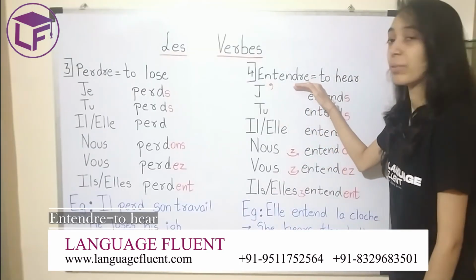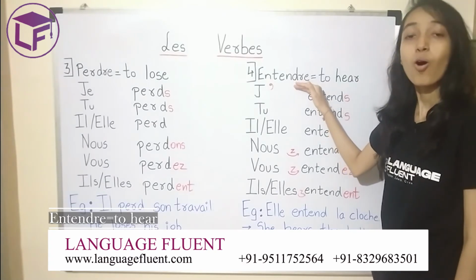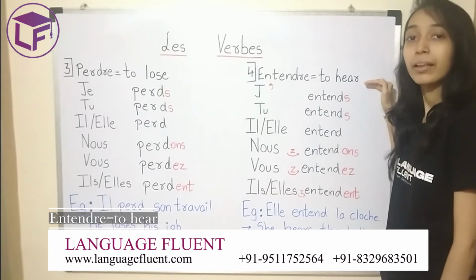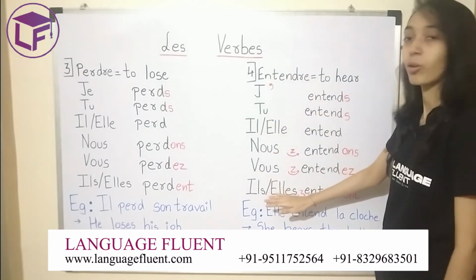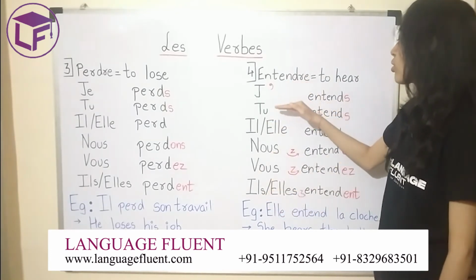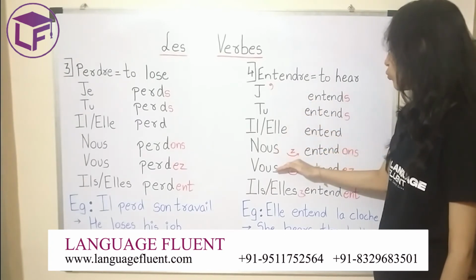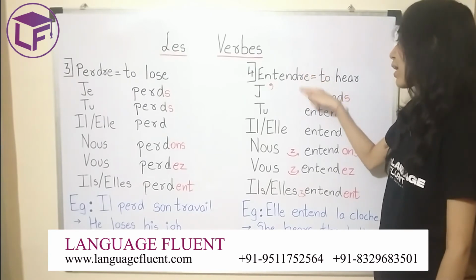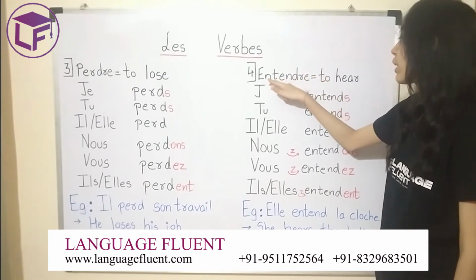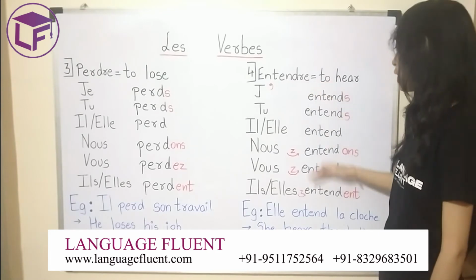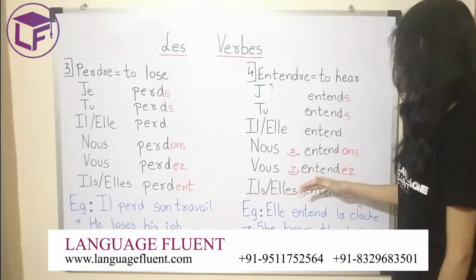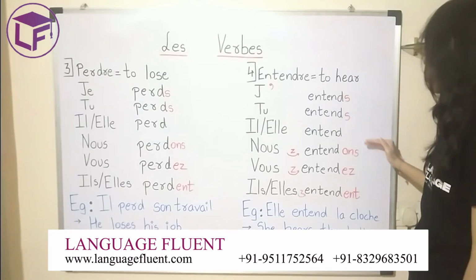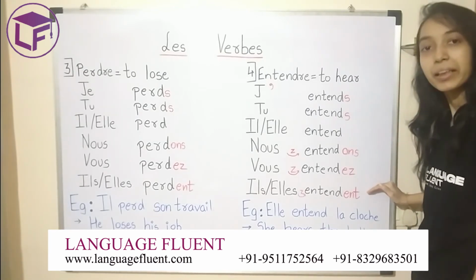The fourth verb is entendre. Entendre, which is to hear. To hear. Again, we write subject pronouns as it is. Je, tu, il, elle, nous, vous, ils, elles. Then from entendre we cut RE and we write ENTEND to each and every subject pronoun and we add endings to it. S, S, nothing, ONS, EZ, ENT.